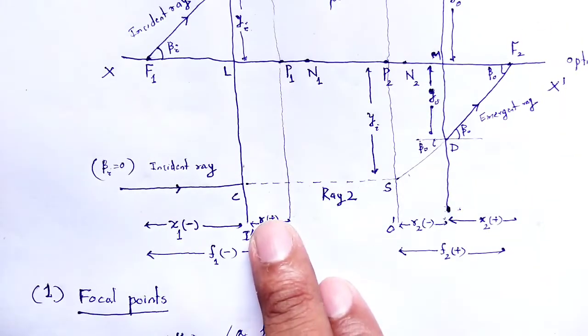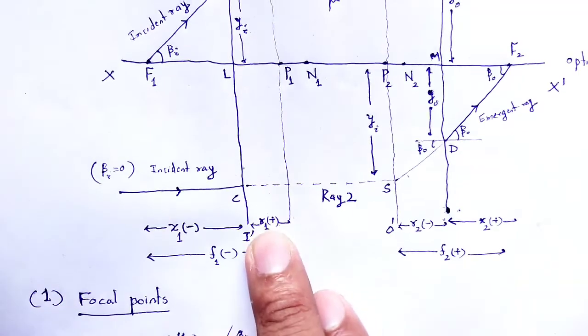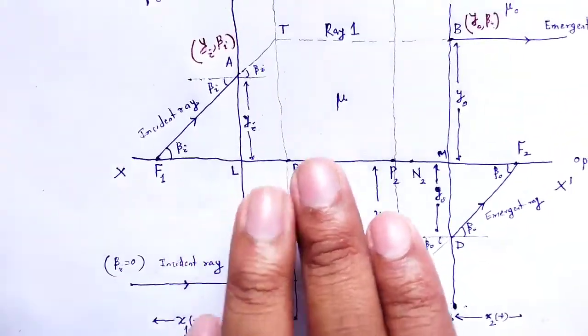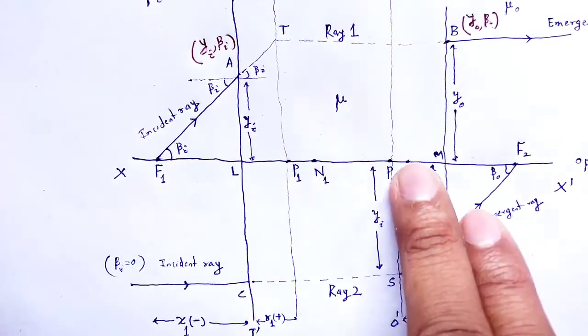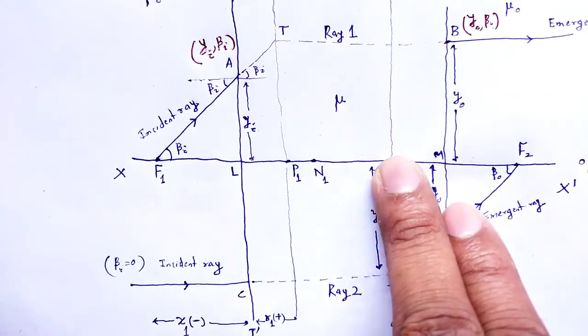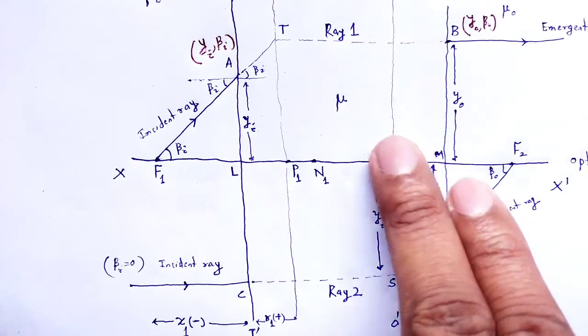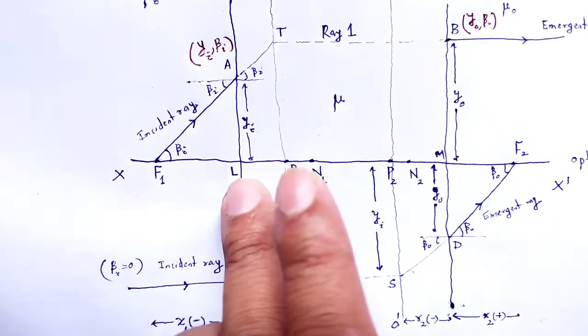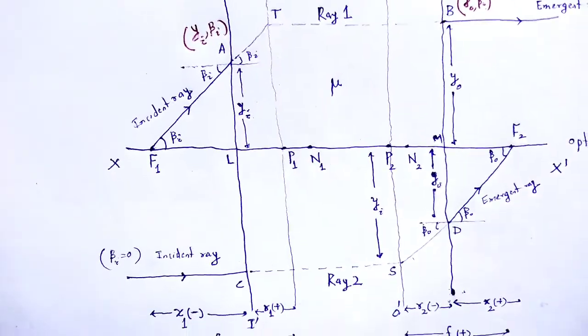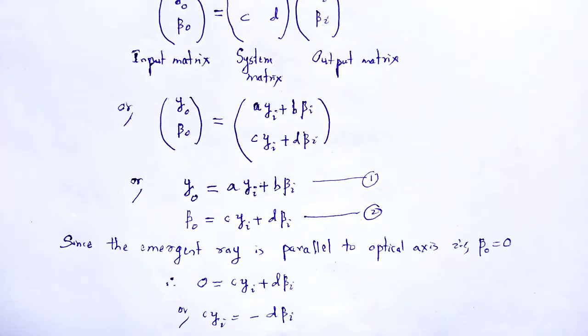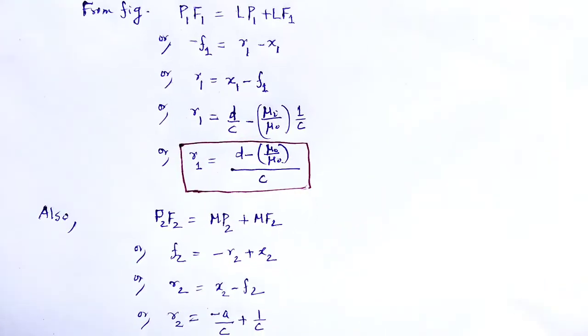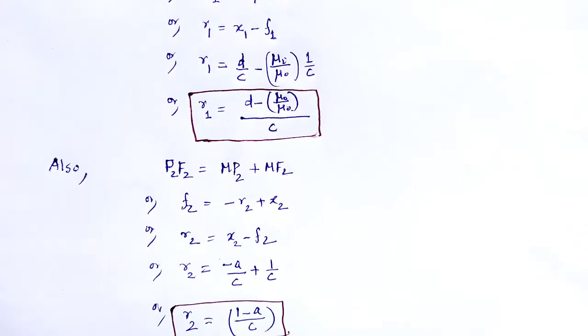As we find R1 and R2, R1 is the distance of the principal point from the input plane, and R2 is the distance of the principal point from the output plane. This is the first principal point, that is the second principal point. Now, third, the two conjugate nodal points, other cardinal points. How to locate nodal points?